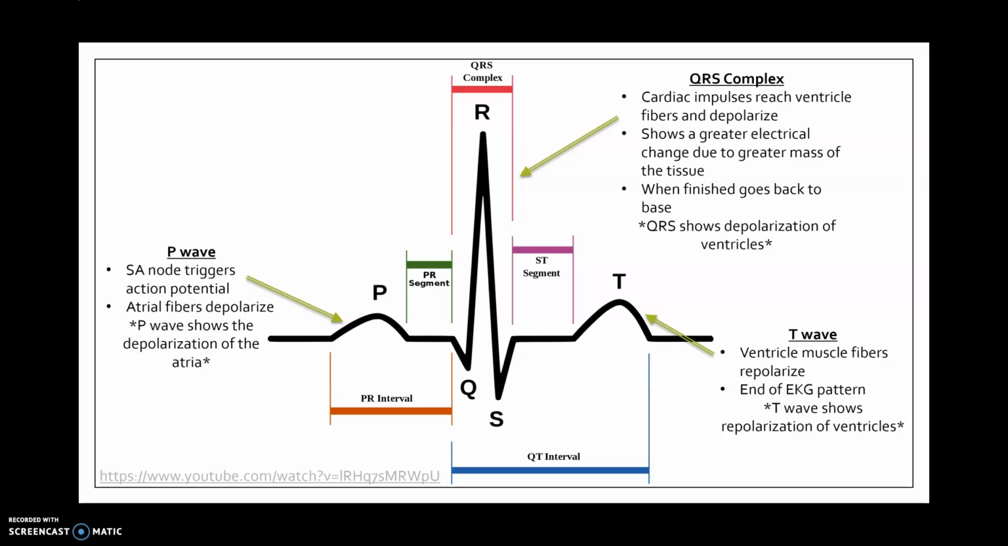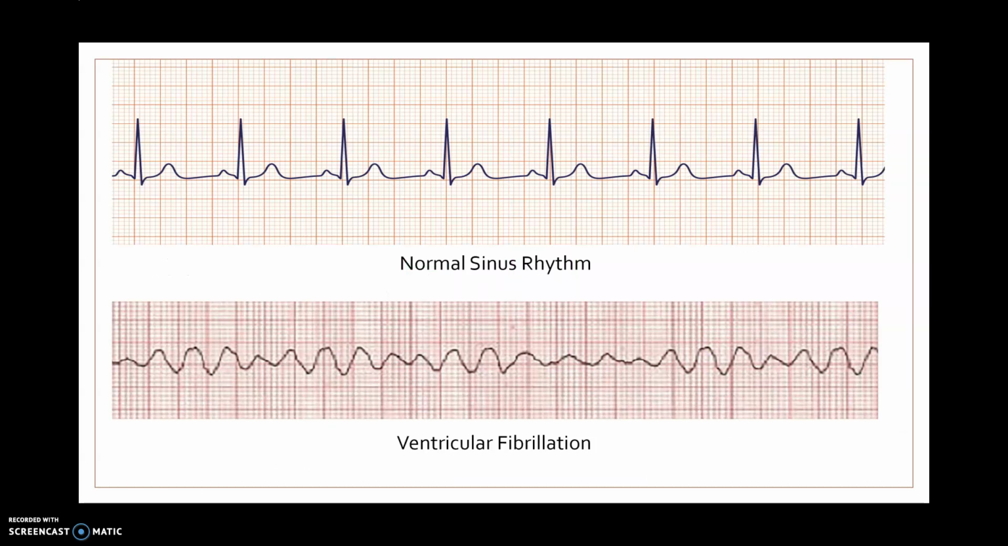So let's take a look at a few examples that we can see with different EKGs. At the top here, I have a normal sinus rhythm. We can see our P wave, our QRS complex, and our nice T wave here. And if we take a look at the bottom here, we have ventricular fibrillation. So our heart is beating really, really quickly and not able to give a correct electrical marking.